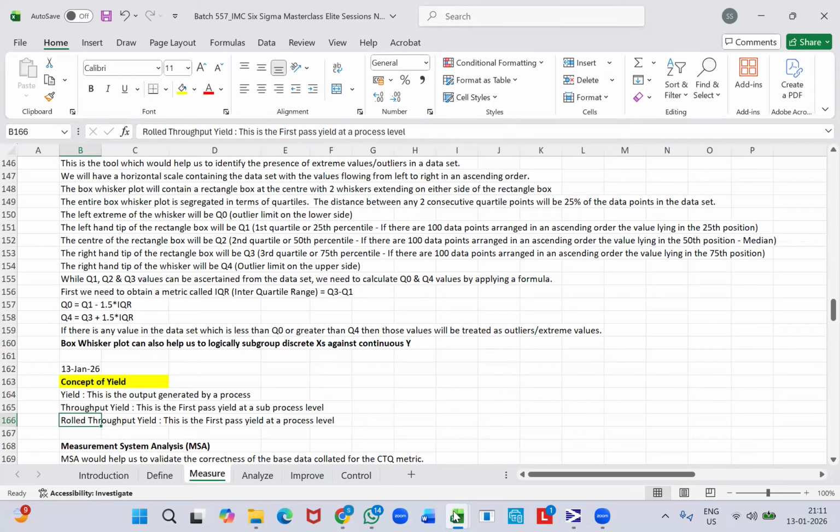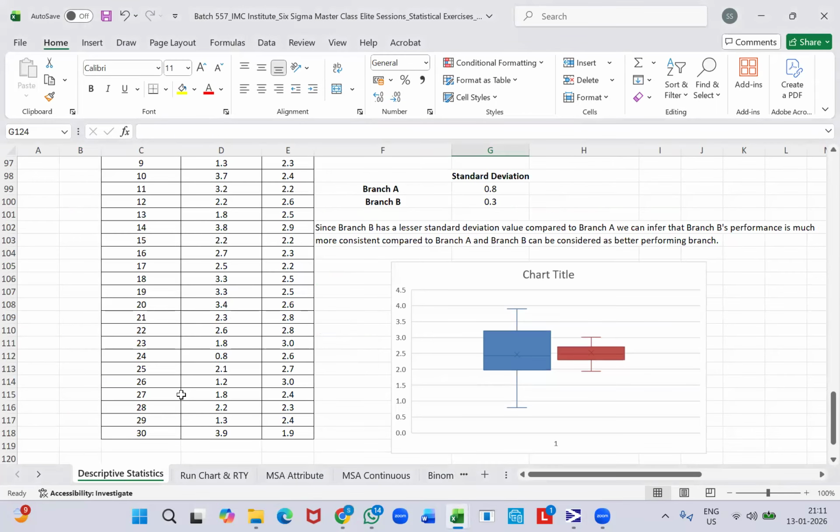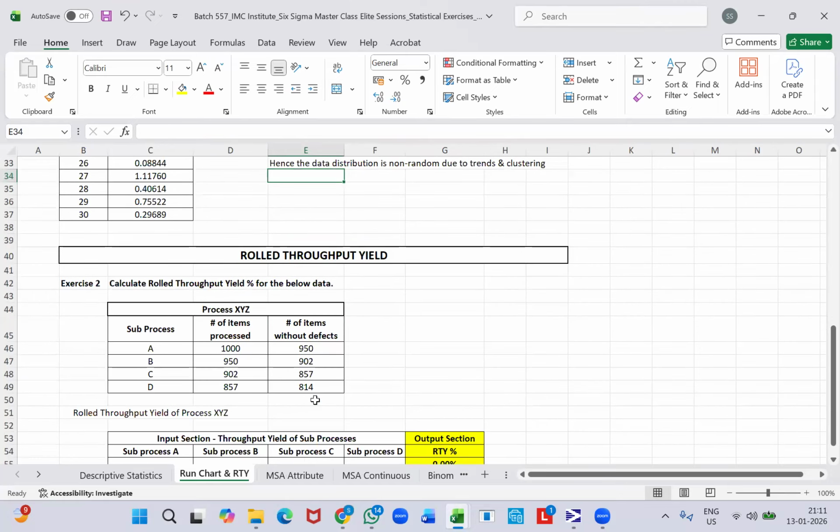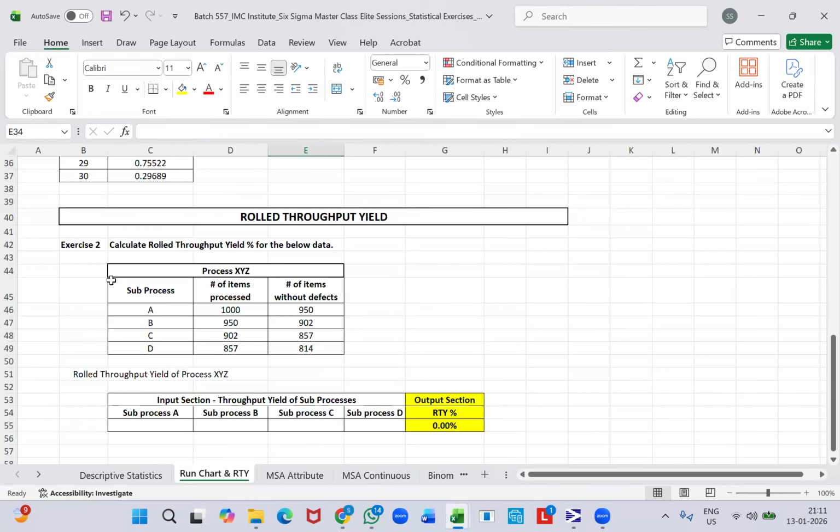So let us look at an exercise for RTY calculation. We'll click on the next sheet, run chart and RTY. The run chart we have already seen. So let us look at exercise number 2, which is the RTY calculation, the roll throughput yield calculation. Calculate the roll throughput yield percentage for the below data. This is process XYZ and we have 4 sub-processes under this process, and we have been provided with the base data with regard to the number of items processed and also the number of items without any defect.